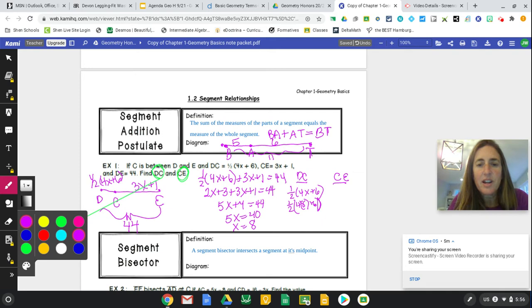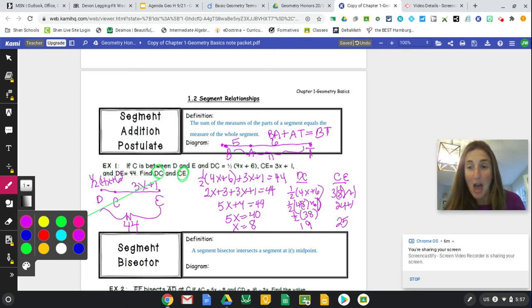Oh, it's not writing. And then that's really half of 38, because that's 32 plus 6. And half of 38 is 19. That was kind of fun. And now it's easy to find CE. It's 3 times 8 plus 1, or 24 and 1, which is 25.